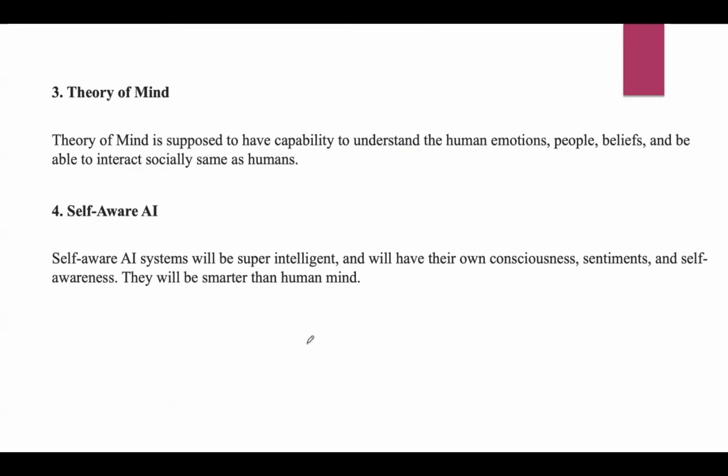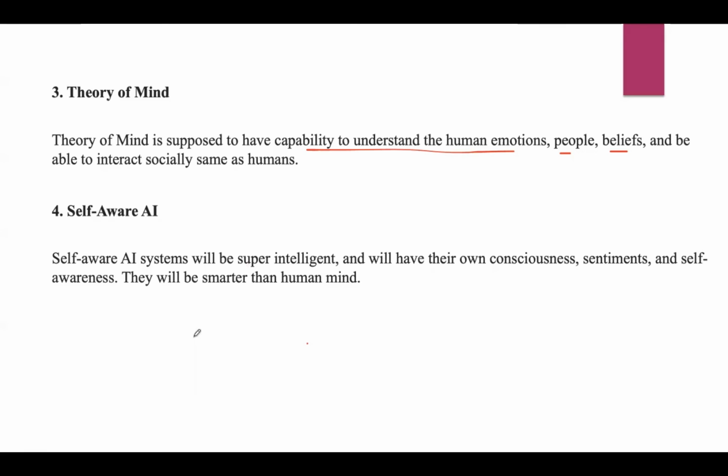Theory of mind is supposed to have the capability to understand the emotions of people, their beliefs, and it should be able to interact socially. Just like how humans interact with each other, in the same way it should also interact just like humans.